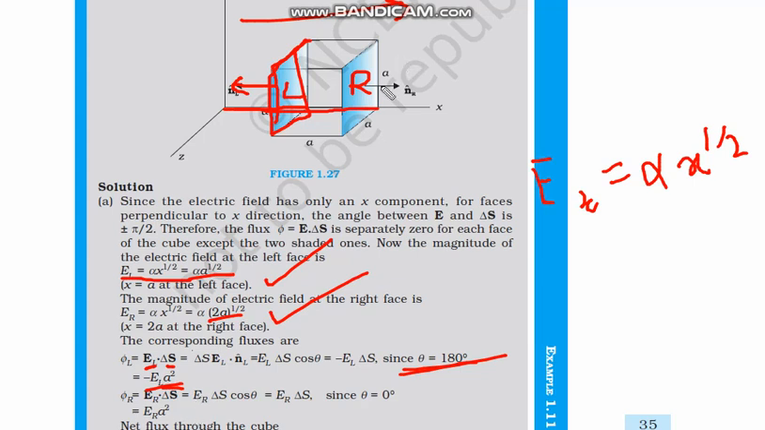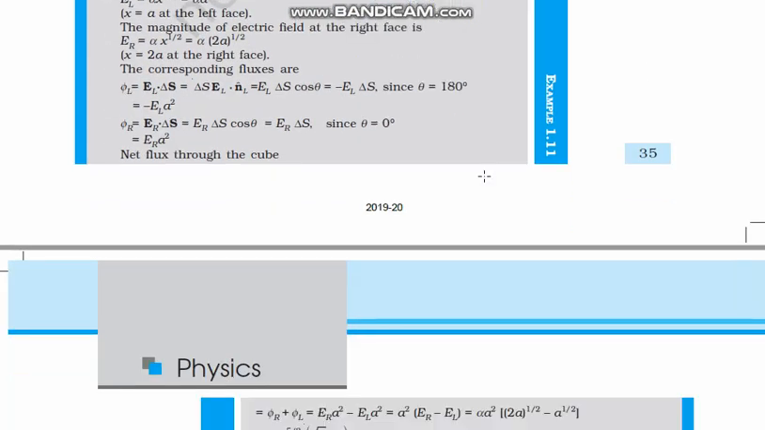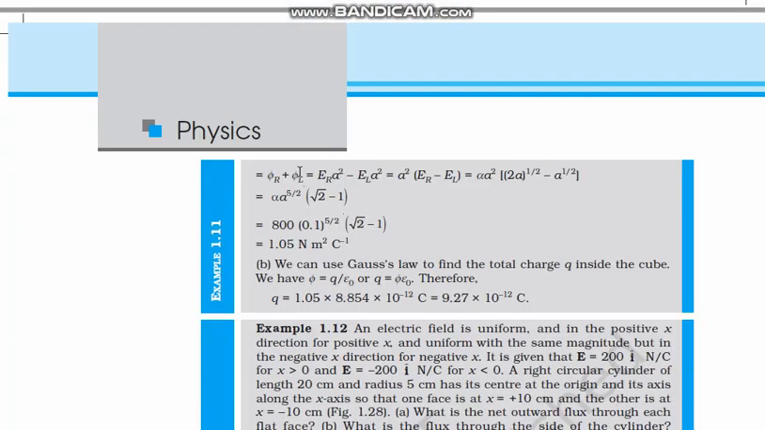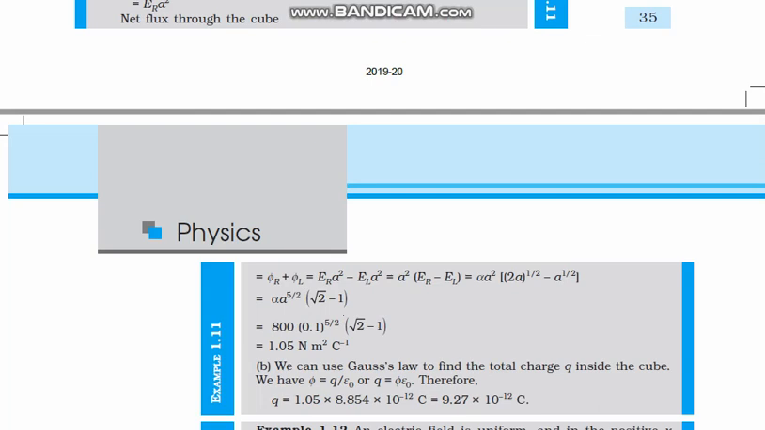For the right side, this has 0 angle. 0 means cos 0, 1. So simply ER, and surface area is a square. So for right, simply ER a square. For left, minus EL a square. So let us calculate. Net flux is flux from the right side plus flux from the left side. So if we put in this equation, ER a square, and this one is minus, so let us add them.